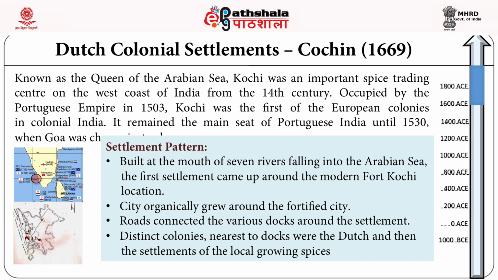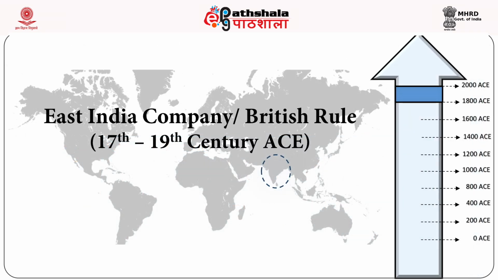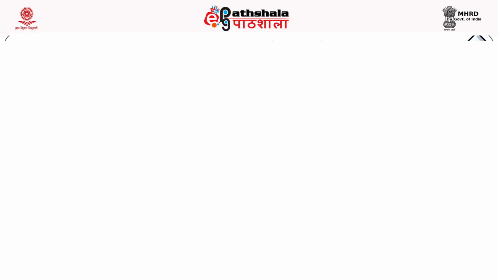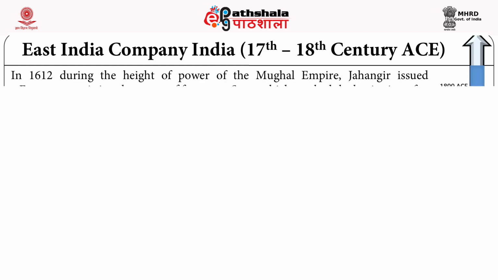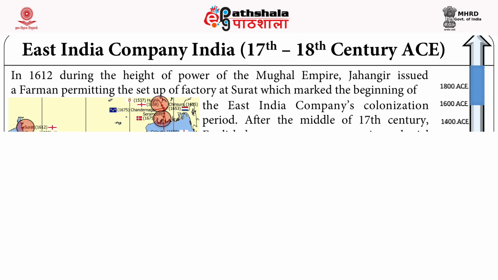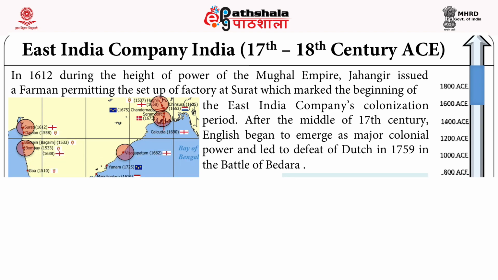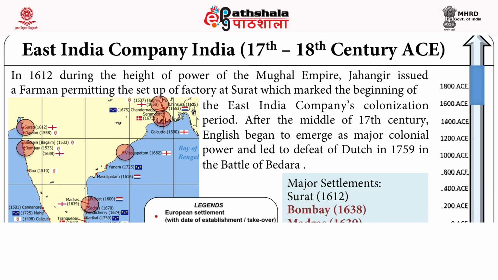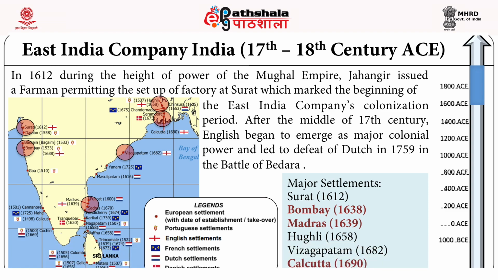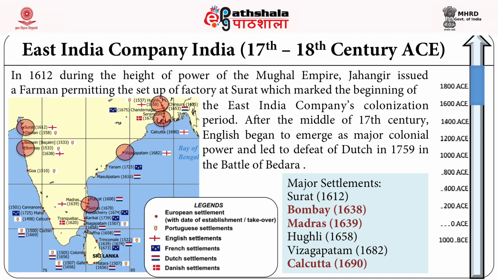So, after the Dutch colonies in India and after the Dutch rule, let us now discuss the East India Company in India, which was from the 17th to the 18th century. We see that in 1612, during the height of the power of the Mughal Empire, Emperor Jahangir issued a farman, or an order, permitting the setting up of a factory at Surat in today's Gujarat, which marked the beginning of the East India Company's period of colonization of India. After the middle of the 17th century, England began to emerge as a major colonial power and led to the defeat of the Dutch in 1759 in the Battle of Bedara.